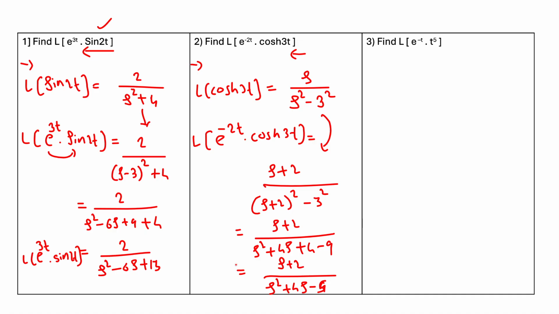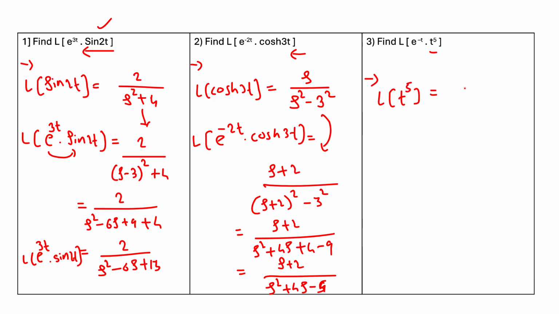Okay, so always remember, while solving any question of Laplace, always start from the last term, so that you can easily apply the property. Now you can see here, in question number 3, the last term is t raised to 5, right? So your first step should be to find Laplace of t raised to 5.